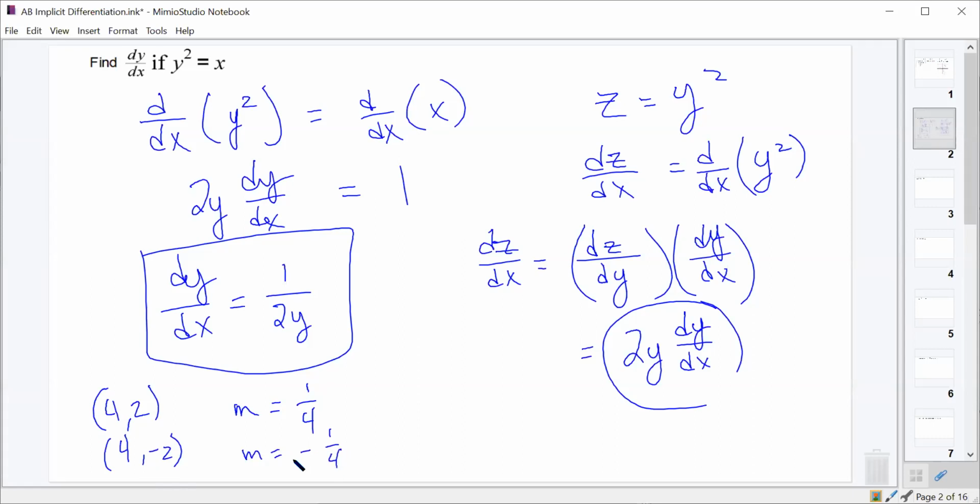And so this should be able to find the slopes of the tangent lines, or even the equations of the tangent lines. If we wanted to write this out, y minus 2 equals 1/4 times x minus 4, or y plus 2 equals -1/4 times x minus 4. So even though they have the same x value and different y values, this derivative will allow us to find the slopes of the tangent lines at both of those points.